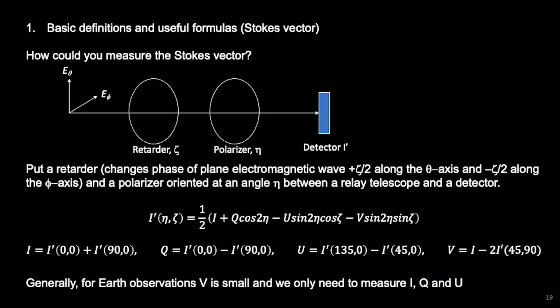Okay, and then how do we measure the Stokes vector? This is the classic thing you'll see in textbooks. The ocean optics books almost all have this, where you have a retarder and a polarizer, and then you can put it in different orientations and measure I, Q, and U. So the intensity is 0 and 90 degree polarization rotations summed. Q is 0 and 90 differenced. U is 135 and 45 differenced. And for V, you have to actually have a retarder in.